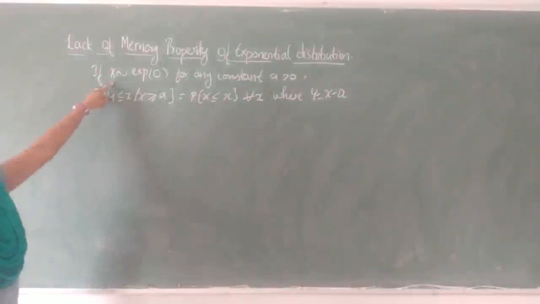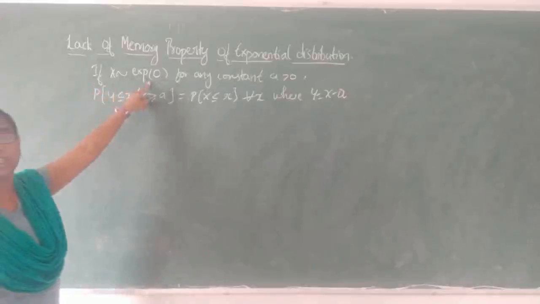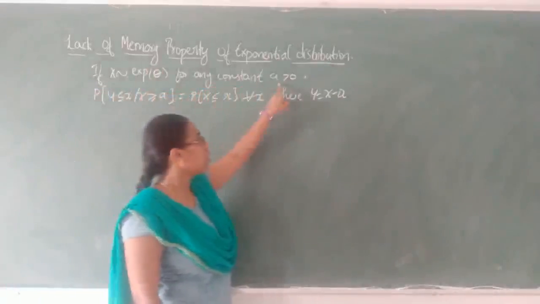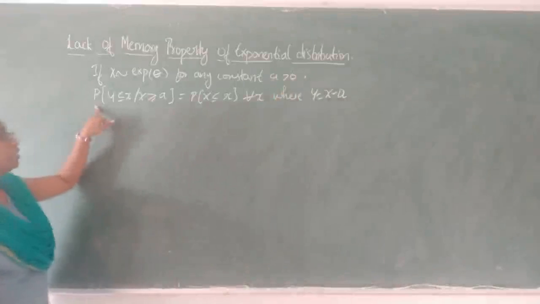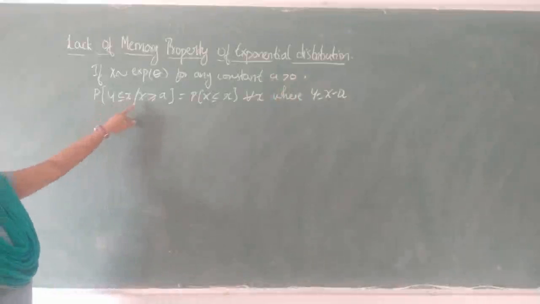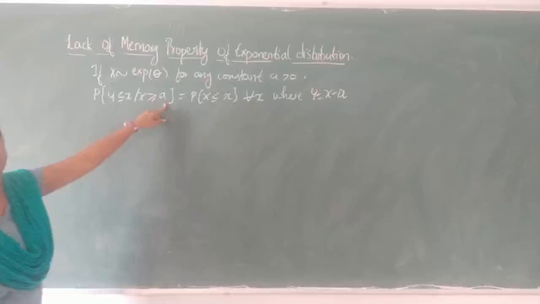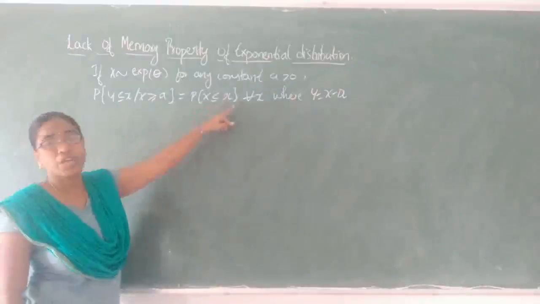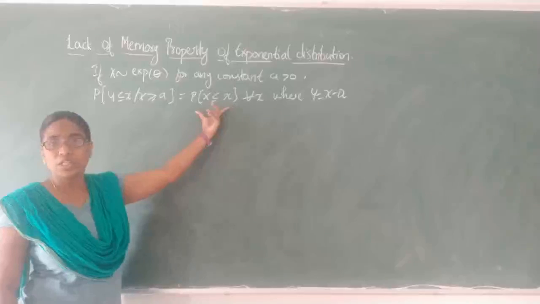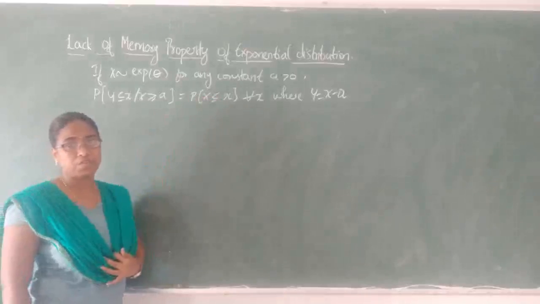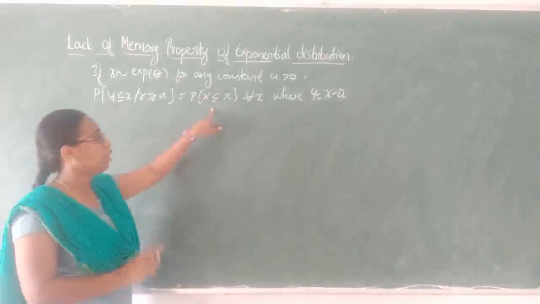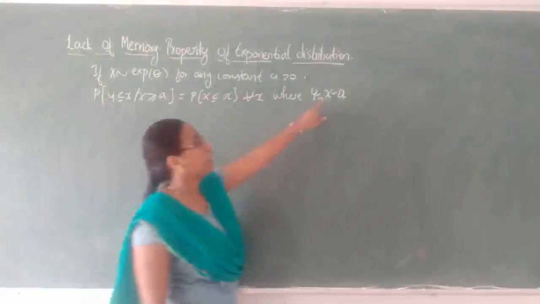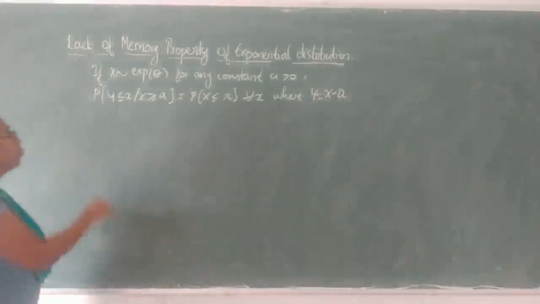So if a random variable x follows the exponential distribution with the parameter theta, then for any constant a greater than 0, the probability of y less than or equal to x given x greater than or equal to a, that means the conditional probability, should be equal to the probability of x less than or equal to x. We know that P of x less than or equal to x is the distribution function, which we derived in the last class. Here y is nothing but x minus a. So now we need to prove this.